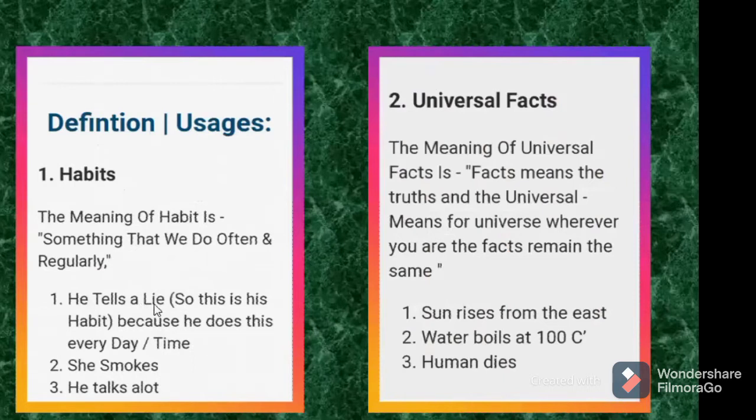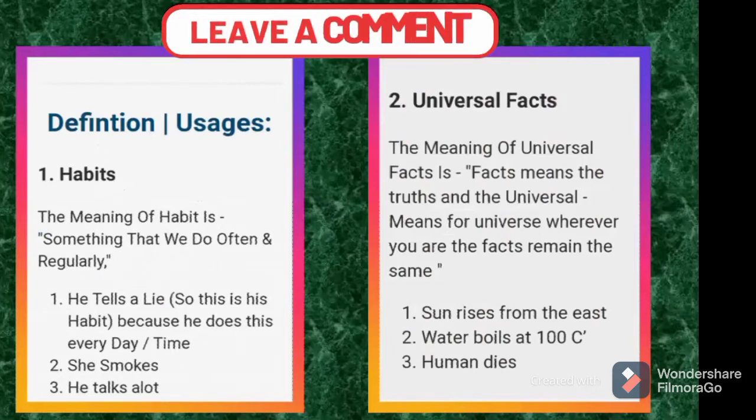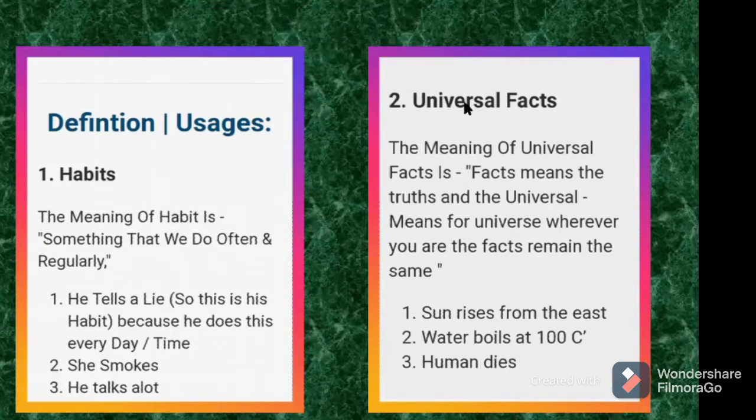He tells a lie. So this is his habit, bad habit, because he does this every day or every time. She smokes. This shows her repeated action or habit. He talks a lot. This shows his manner of talking. He is too much talkative, a chatterbox. So this habit, habitual action or repeated action is shown by present indefinite.